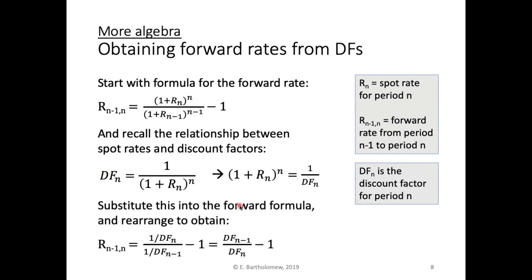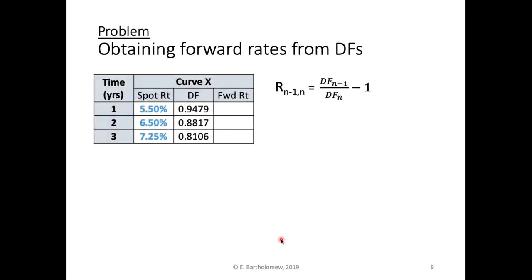So let's substitute that in and rearrange further. If we take this formula and substitute in this, both for the n and the n minus 1 case, we will get this. We can rearrange that, and we will get d of n minus 1 over d of n, minus 1. Okay, so a very simple compact formula. So let's apply that. Let's suppose we have the discount factors. Now we also have the spot rates, but if we have the discount factors only, or that's what we want to use to calculate the forward rate, we should be able to derive the same forward rates as we did before using these discount factors.